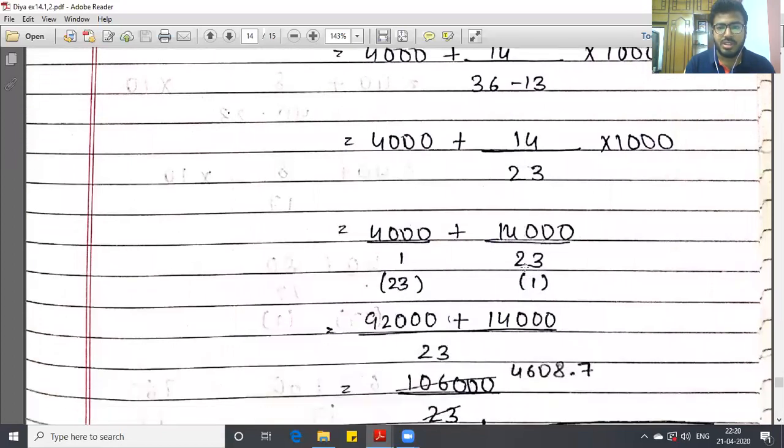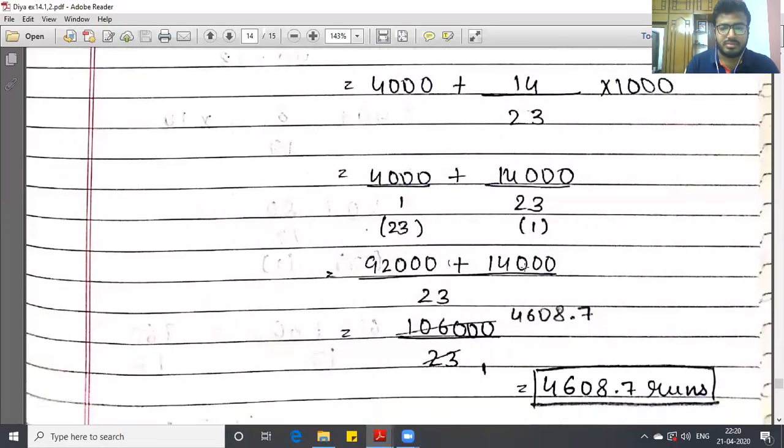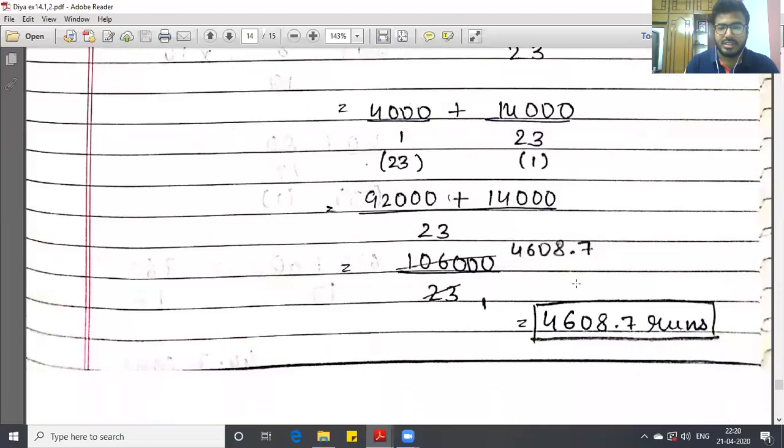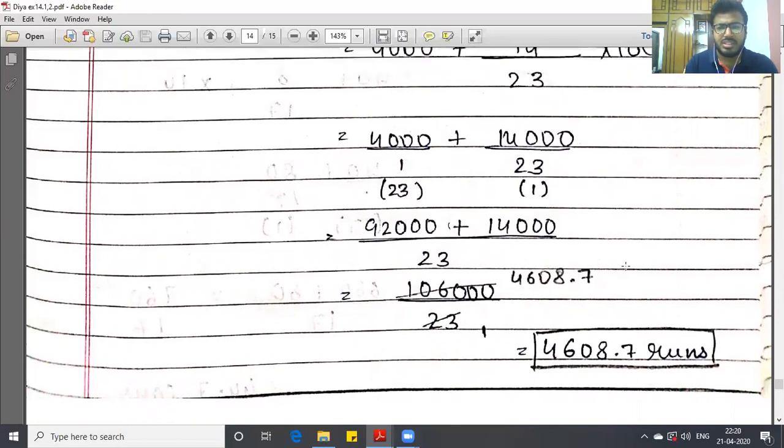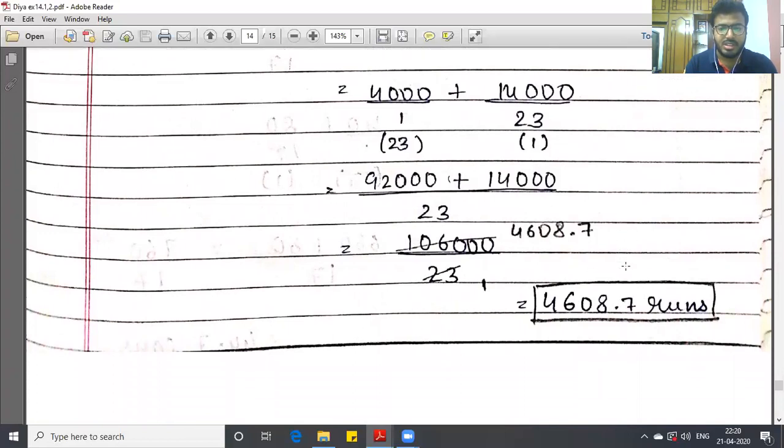Hope you can do the sum. At the last, the answer you're getting is how much? The mode you're getting is 4608.7 runs. Okay, exactly the same method. Okay, how the calculation has been done in the same method.